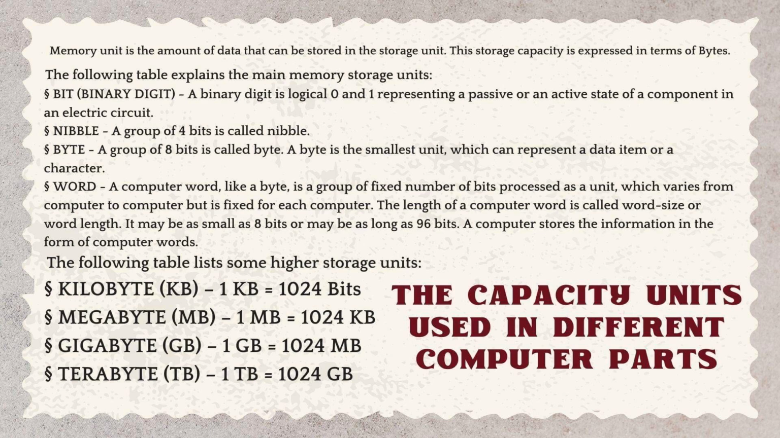The following table lists some higher storage units. Kilobyte. A kilobyte is equal to 1024 bytes. Megabyte. A megabyte is equal to 1024 kilobytes. Gigabyte. A gigabyte is equal to 1024 megabytes. A terabyte, the biggest unit, is equal to 1024 gigabytes.